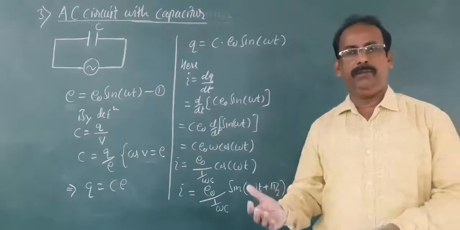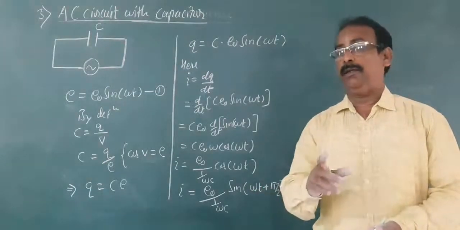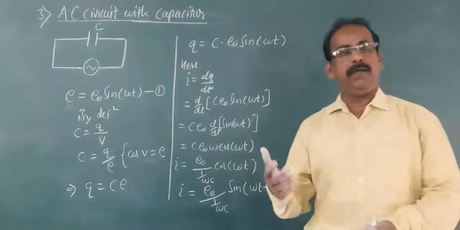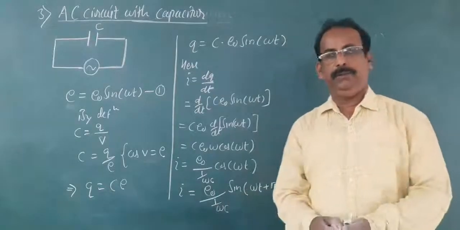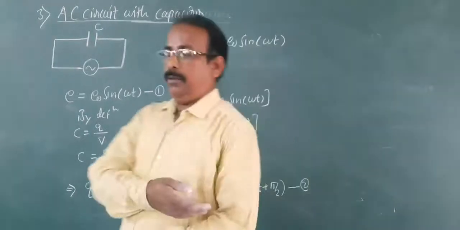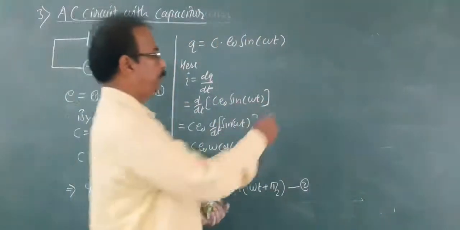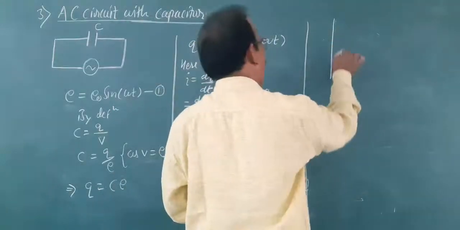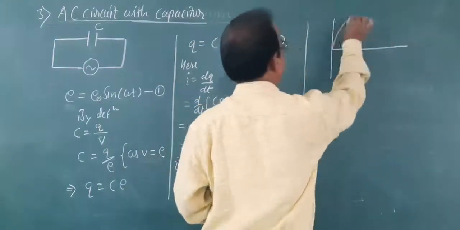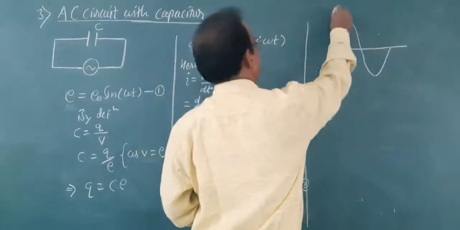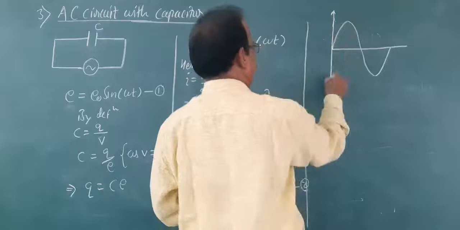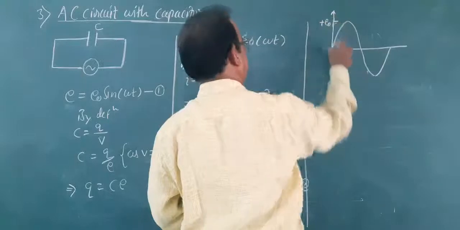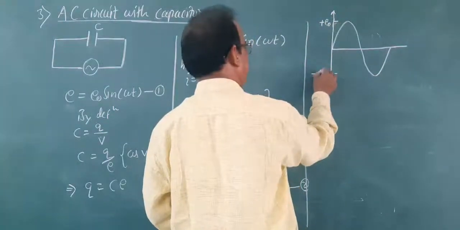Current is ahead here. In an inductor circuit, EMF is ahead. In a capacitor circuit, current is ahead of EMF by pi by 2 radian. How can we show this graphically? Suppose this is the graph of alternating EMF, which is varying between plus E0 and minus E0.